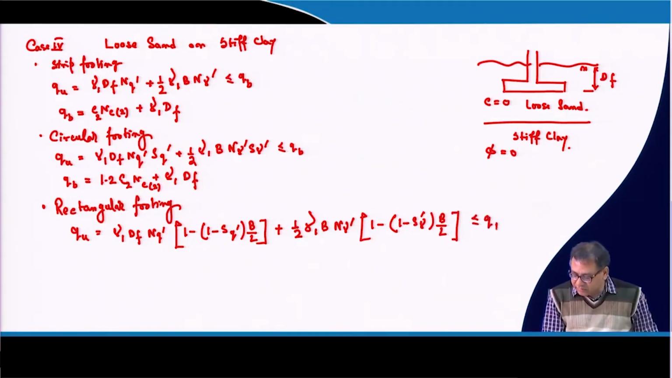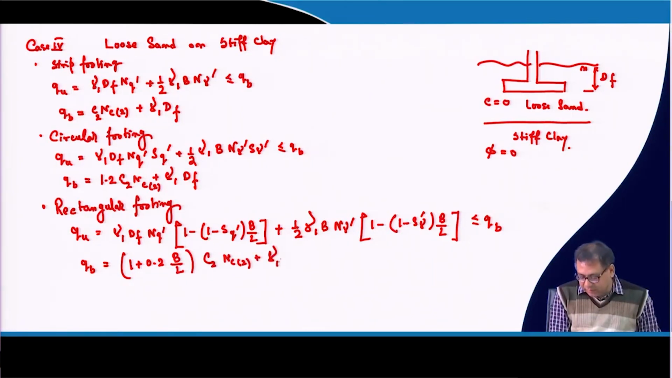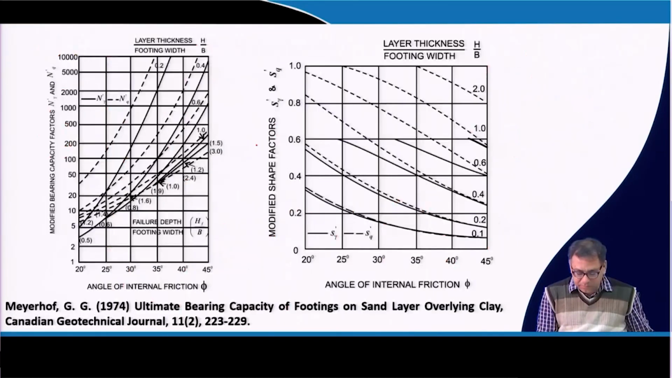That should be less than q b, and the q b is equal to 1 plus 0.2 b by L, then C 2 N C 2 plus gamma 1 df. So, this way I can calculate the bearing capacity for the fourth case, where we have the strip footing, circular footing and rectangular footing. Now, how can I calculate the n q dash, n gamma dash and s q dash, s gamma dash? So, from this chart.